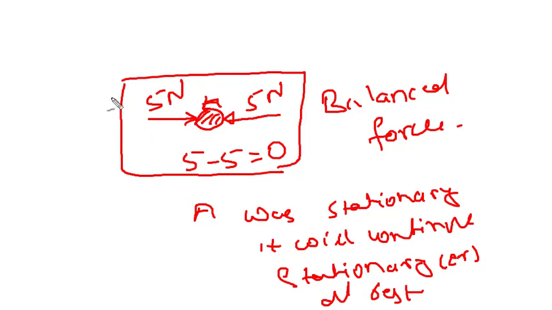So this is balanced force. This is what? Balanced force. Okay, so you understood the balanced force. Balanced force is a condition where on a body the resultant force is 0. So the resultant force is 0, so there is no impact on the motion of that body.